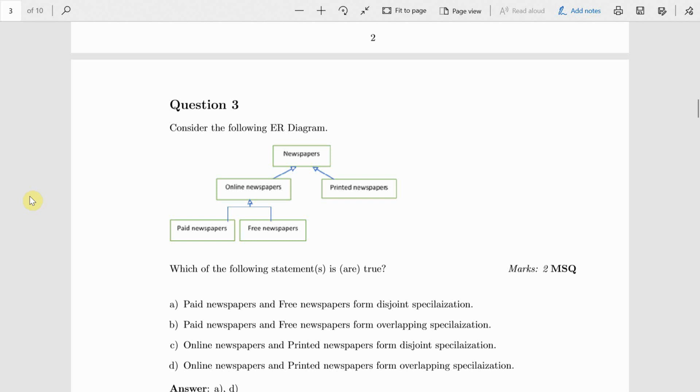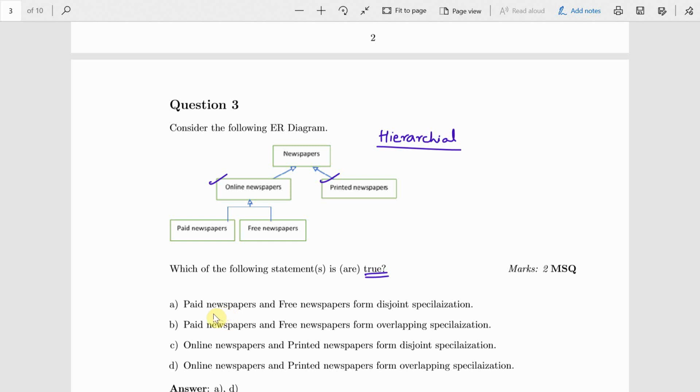Question number 3. Consider the following ER diagram. This is newspapers classified into online newspapers and printed newspapers. This is a hierarchical relationship. Actually, this is a question based on hierarchical relationship. Now, newspaper is classified into online newspapers and printed newspapers. Again, online newspapers are classified into paid newspapers and free newspapers. Now, the question is which of the following statements is true? Correct statement.